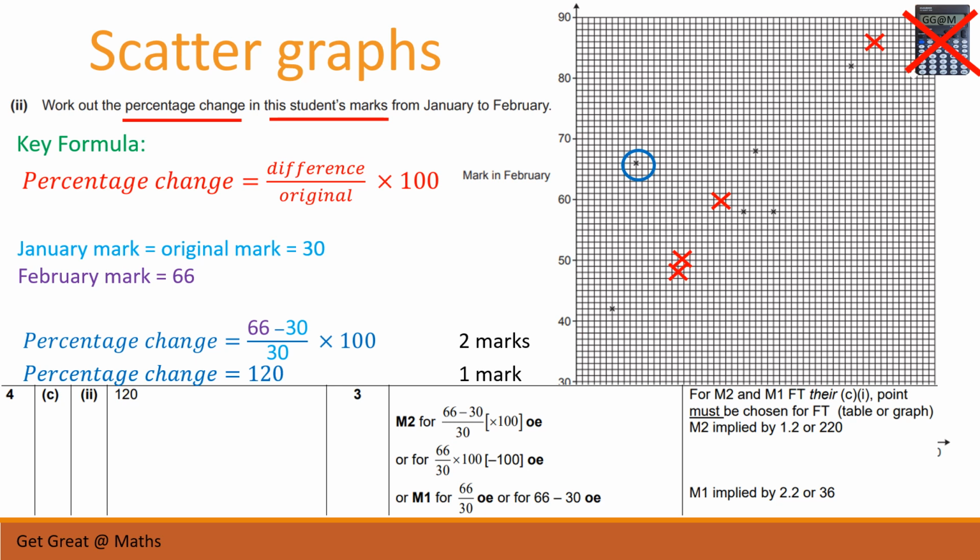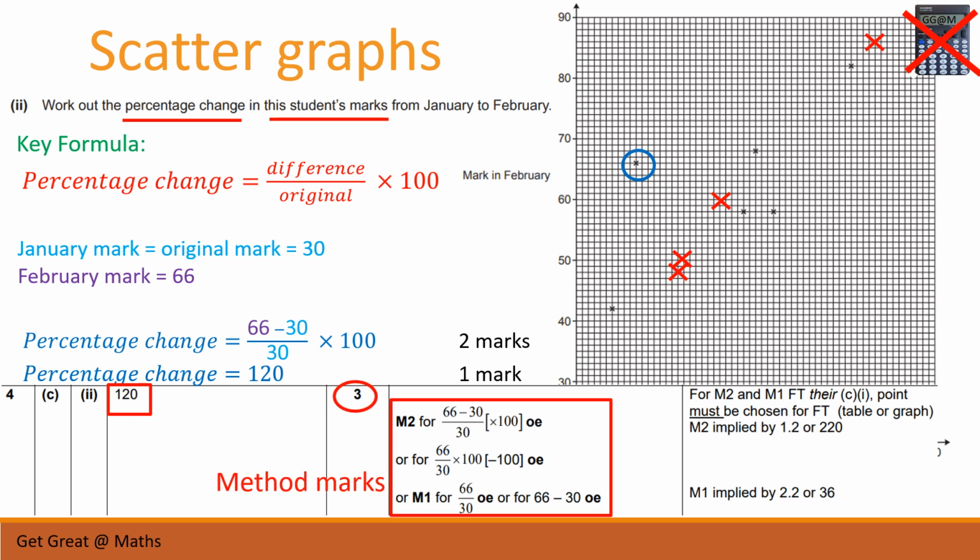Now the mark scheme on this question shows us the 120 is the final answer. It was worth 3 marks. Here are my method marks. The OE means or equivalent, and there is guidance here on the end to show us where all these marks are being awarded for.